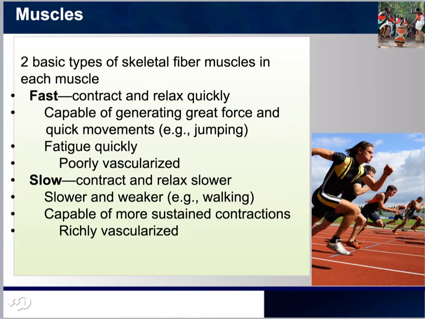We also have fast muscles and slow muscles, and these are the two basic types of skeletal muscles. The fast muscles are those that are known for their fast contraction and also a quick relaxation. These muscles are capable of generating a lot of force and quick movements, such as jumping like a track team member, but they're also known for getting tired quickly. Think of a cat.